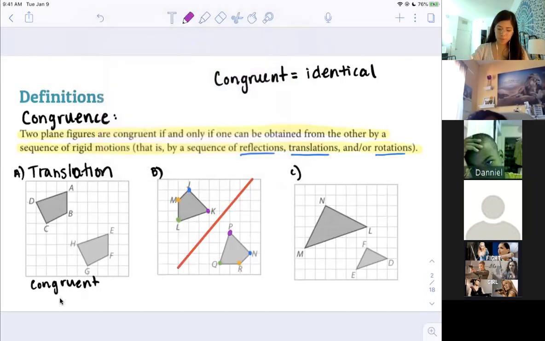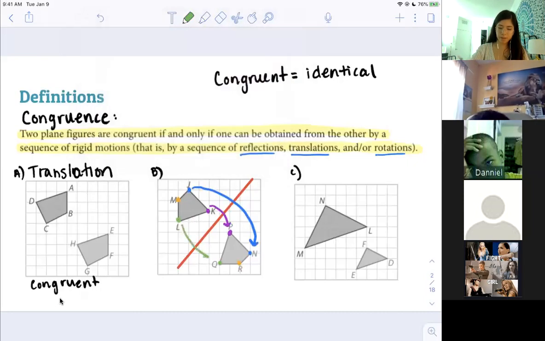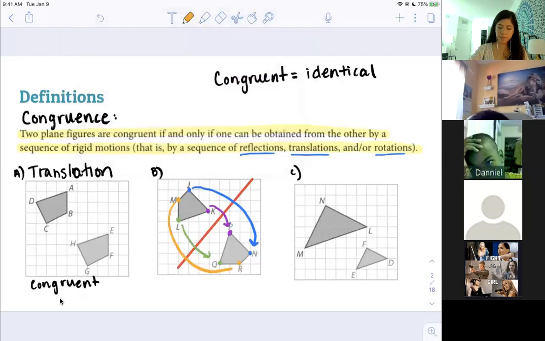So Daniel was right. It is a reflection, because K would line up with P when you fold it. J would fold over and line up with N. And all the other ones would also line up. So that's the hard thing. It's actually kind of tricky to visualize the difference between a reflection and a rotation. But sometimes strategies like this might help you out. So good job, Daniel. You had it.